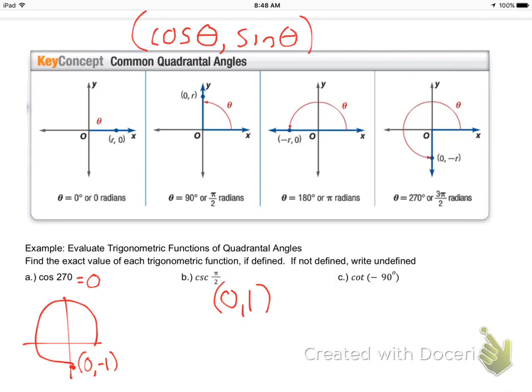Wait a minute, cosecant, that's not one of my cosine, comma, sine. So therefore, I have to switch this to the big 3. What is cosecant again? Cosecant of pi over 2 is equal to 1 over sine of pi over 2.